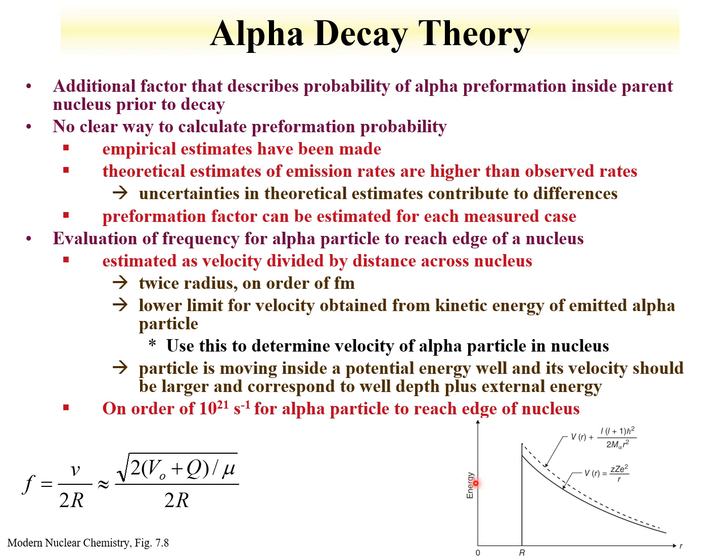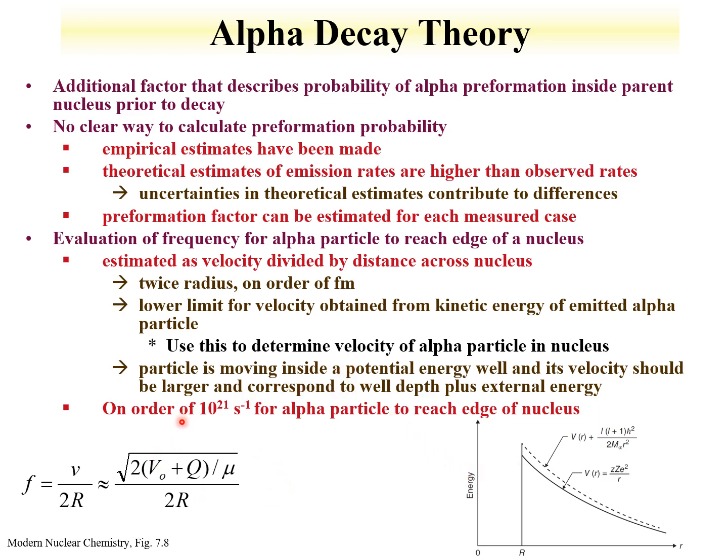We can get information about the alpha velocity from the kinetic energy, and we can use 1/2 mv squared. In all actuality, that's a lower limit for the velocity because a particle, since it's moving in a potential well, the velocity could be greater. And what we find out is that the alpha particle can impinge a nuclear barrier on the order of 10 to the 21st times a second.